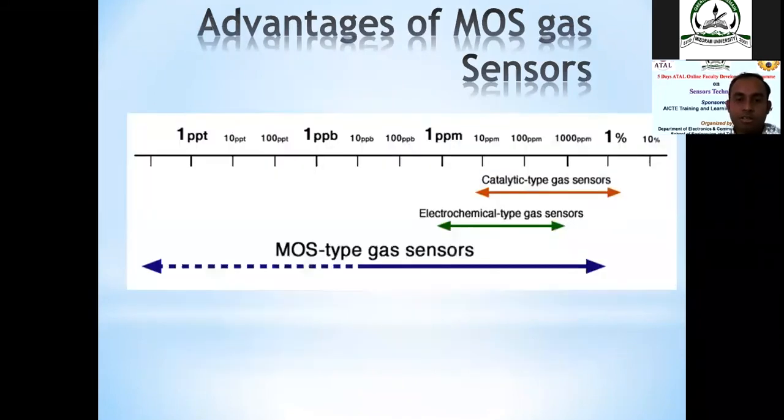So here we have explained this. I want to show you how we can differentiate between the catalytic type gas sensor, the electrochemical type gas sensor, or the MOS type gas sensor based on their requirement in parts per million. You can see that for the catalytic type or the electrochemical type gas sensor, we require a much larger amount of gas. But for the MOS sensor, the range is wide. Along with the technology, whenever we are decreasing the size of the MOS sensor, its sensitivity improves and the requirement of gas also decreases. Now I will give some examples.